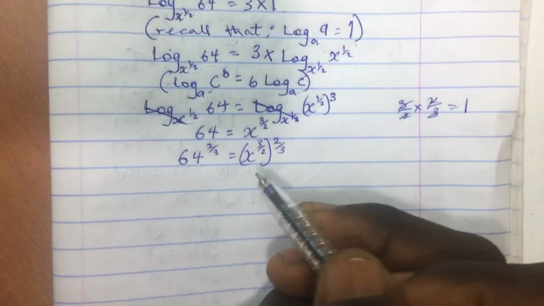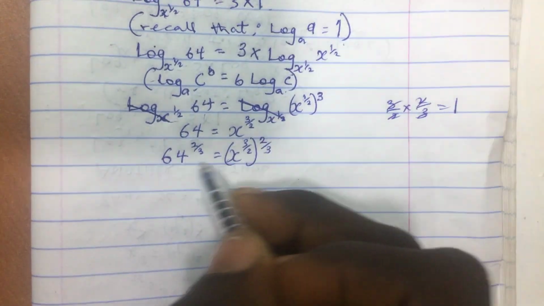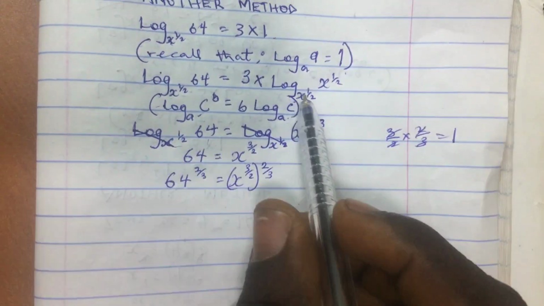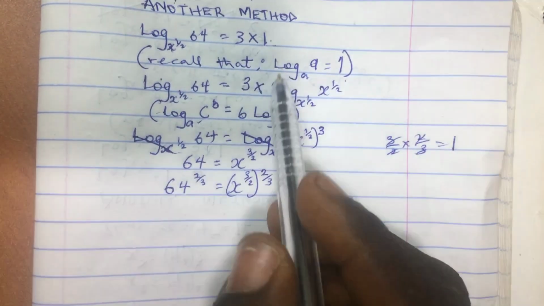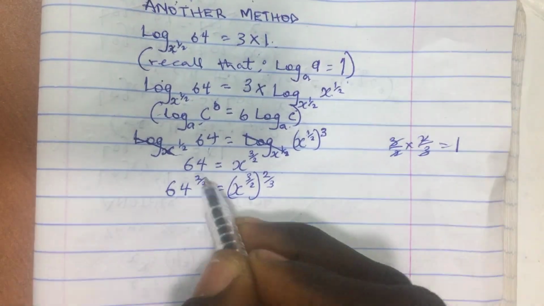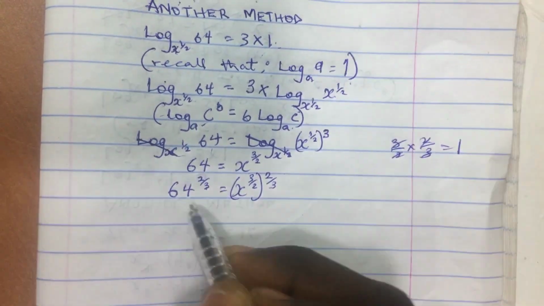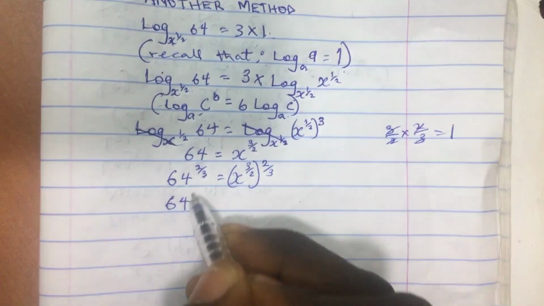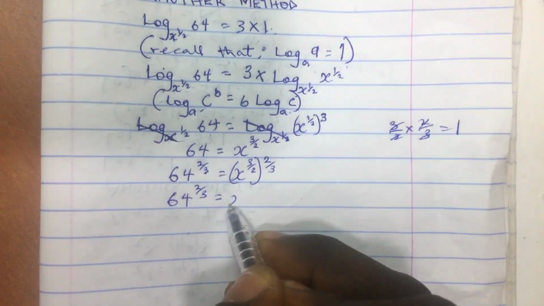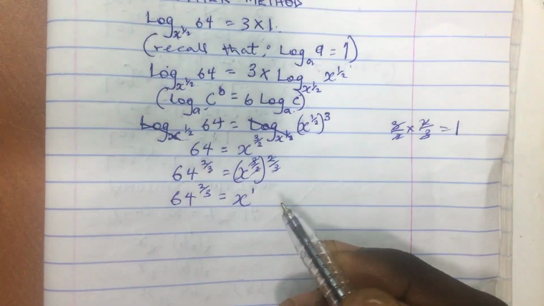Remember, whenever you are bringing a new thing inside logarithms, you must apply it to both sides. But here I did not bring a new thing in. It is only 1 that I changed to this one. Do you understand? But here I'm bringing a new thing in, which is 2 over 3, so I'm going to introduce it to both sides. That's why. So we have 64 raised to power 2 over 3 equals x. This 3 we cancel 3, this 2 we cancel 2, so it equals x raised to power 1.